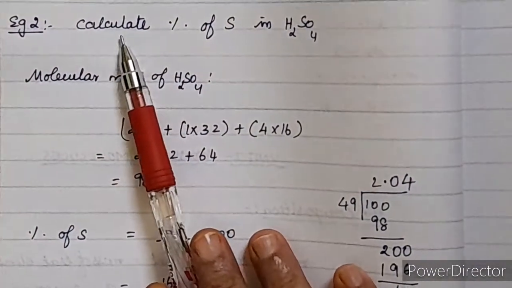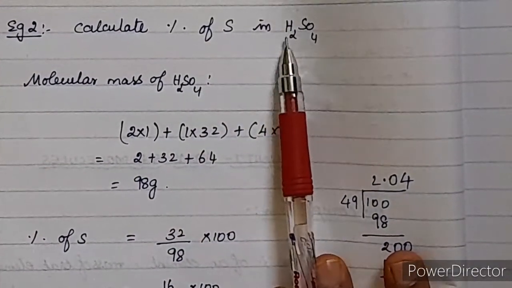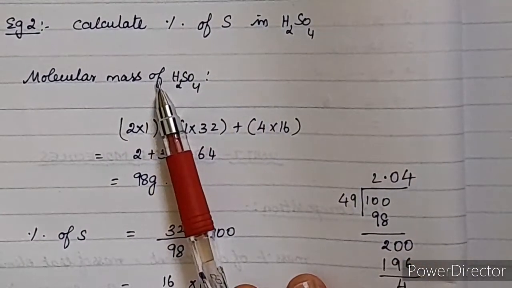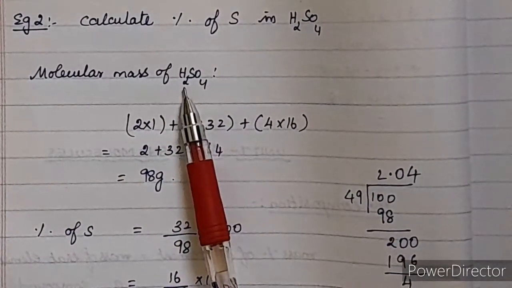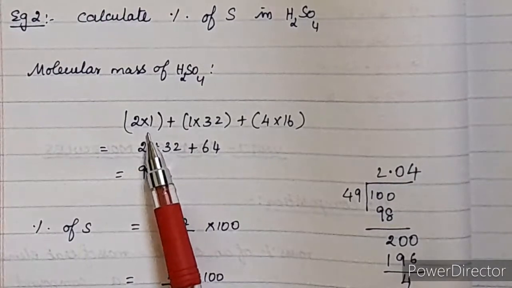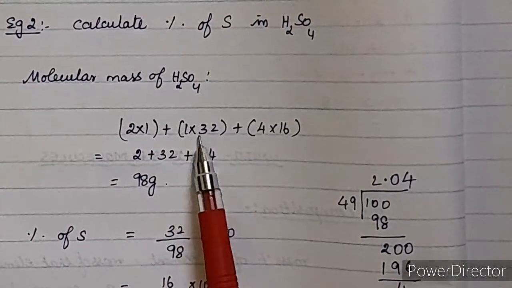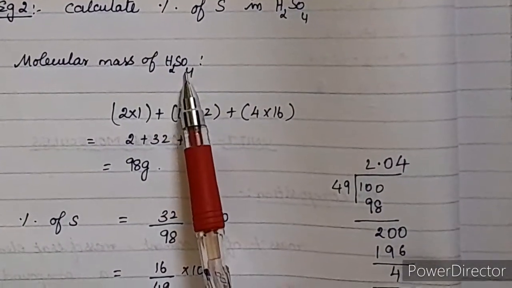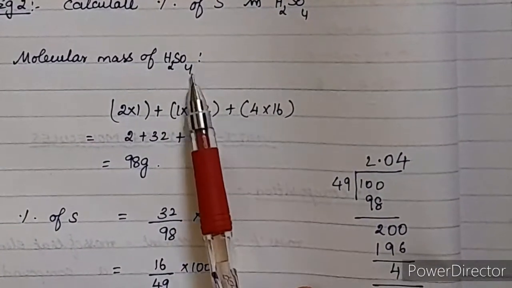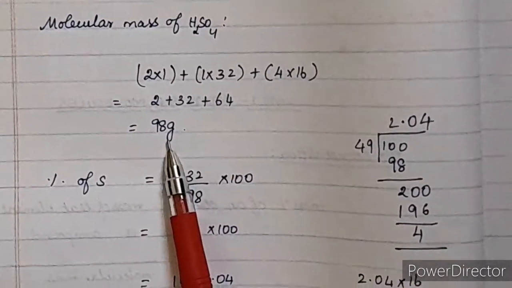We are going to calculate the percentage of sulfur in sulfuric acid, that is H2SO4. So first we have to calculate the molecular mass of sulfuric acid. How many hydrogens are there? 2. So 2 into atomic mass of hydrogen is 1, plus how many sulfur? Only 1 sulfur into atomic mass of sulfur is 32, plus how many oxygens are there? 4. So 4 into atomic mass of oxygen is 16. So when I add this, I will get 98 grams.